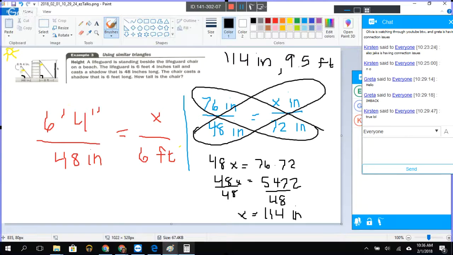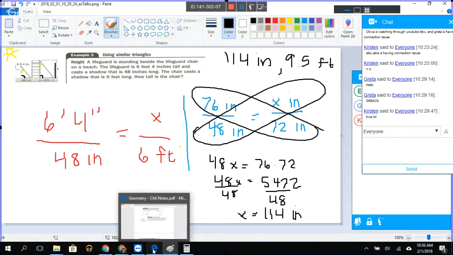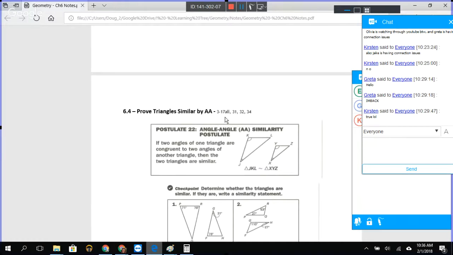Okay, so that's what I wanted to do today. It's a quick, easy section. I'll probably do a little bit more on Monday. Again, at the end of the call here, let me put up on the screen. The homework is 3 through 17 all, 31, 32, and 34.